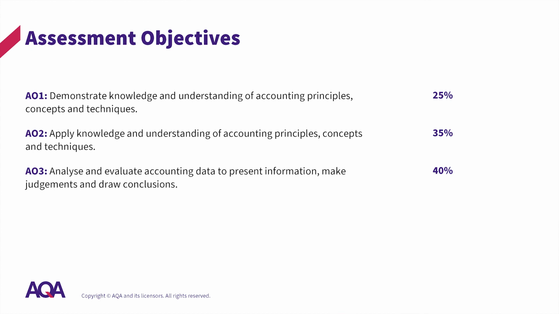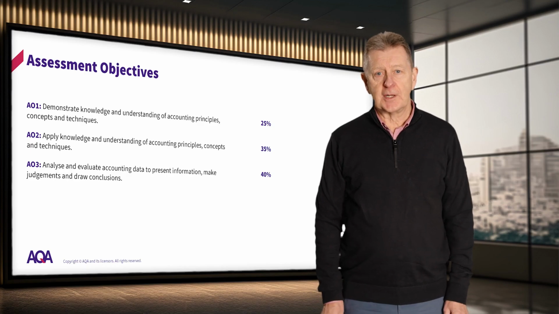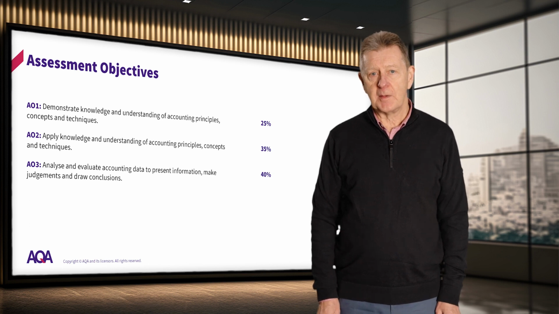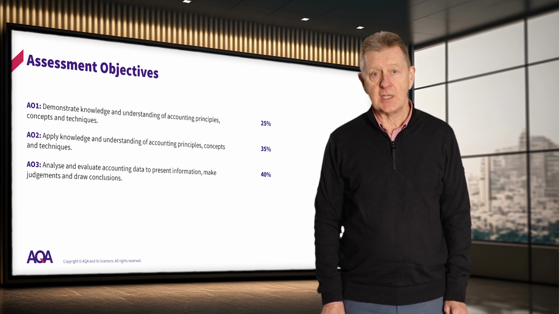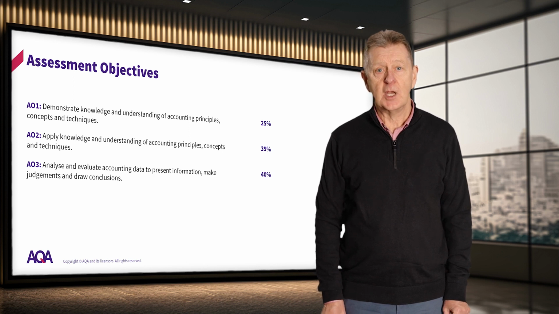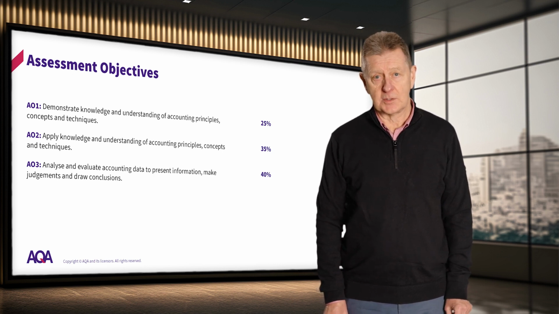To give it its full title, to present information, make judgments and draw conclusions. It's worth 40% of the final exam. Therefore, 48 marks per paper are assigned to it, largely tested in Section C, where 40 marks are allocated, and also through shorter evaluative questions in Section B, which make up 8 marks.